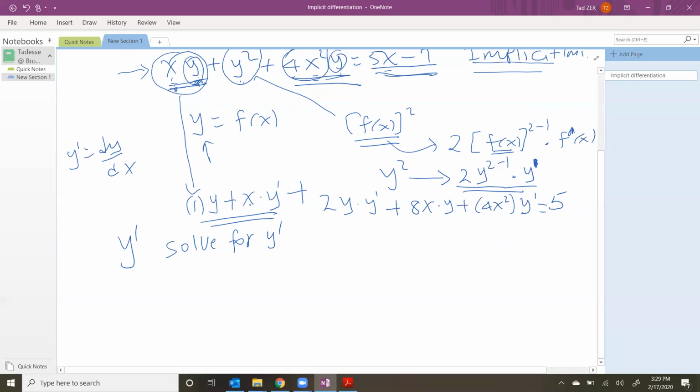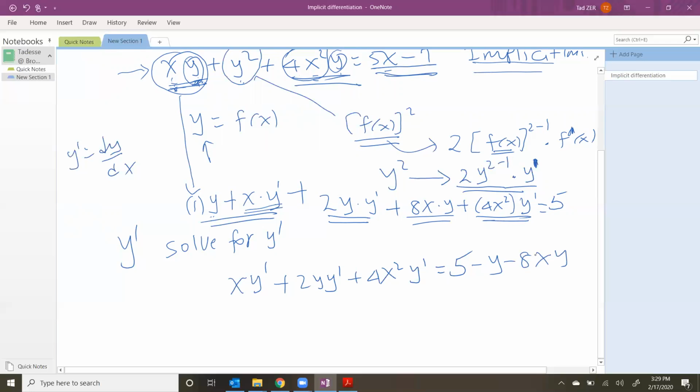So in my case, I'll just keep this guy because it has y prime, xy prime, plus, again, I see y prime here, 2y prime, and I see y prime here, plus 4x squared y prime. So I'm going to move everything to the other side. I have 5. I need to move this. 1 times y is y, so it will be minus y. I see another term sitting here, xy.